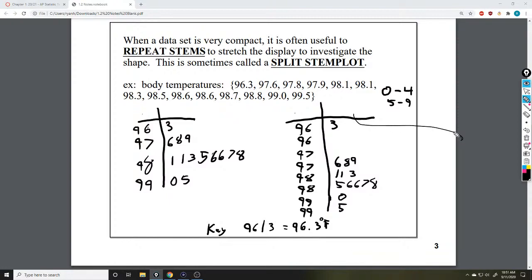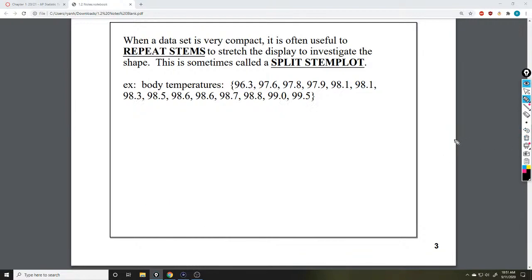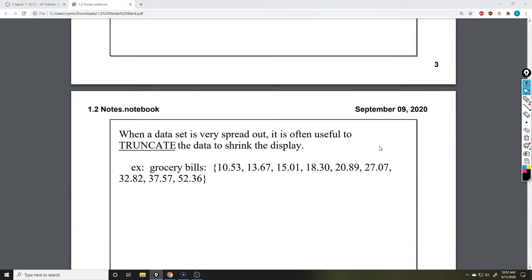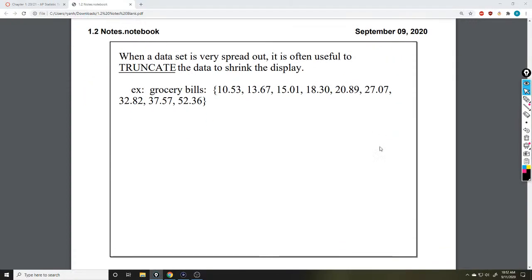So that is split stem plots. It allows us to spread out the data a little more to be able to give some visuals. Let's look at another way to split up the data. All right. We probably don't want to split this stem plot. We'll talk about what truncating means in just a second.